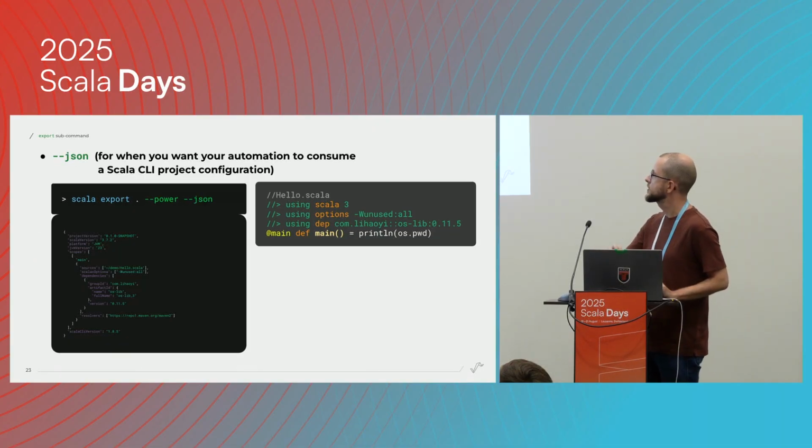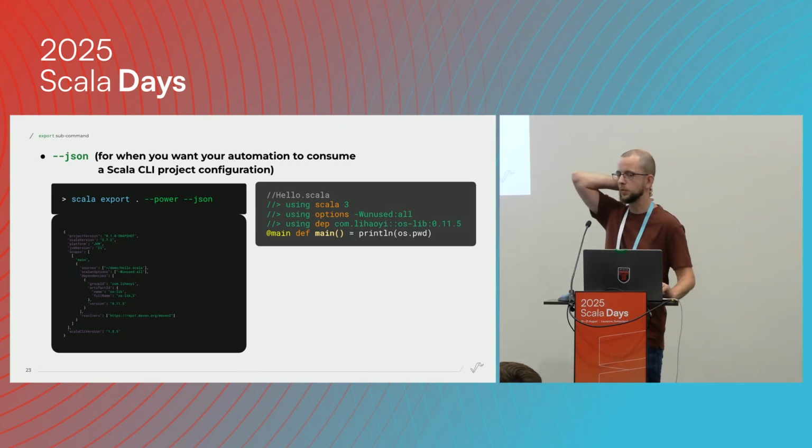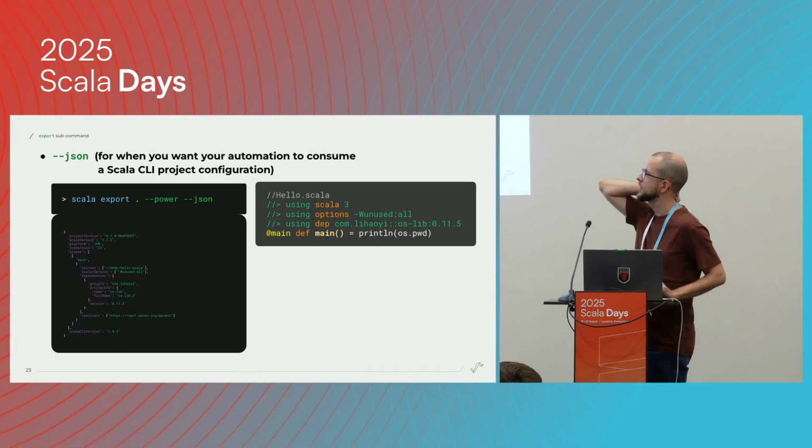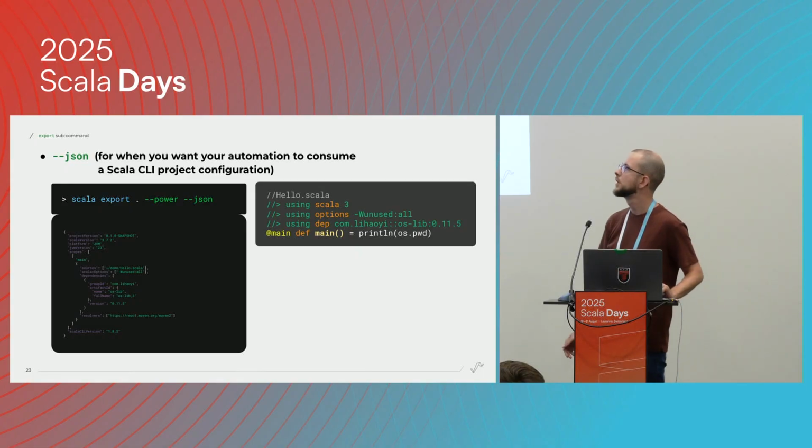And we have probably the stablest part of export, which is JSON. This is for any automation that you might have that would like to consume your Scala CLI configuration. So this does something as simple as printing the JSON to standard out or to a file if you define it so.